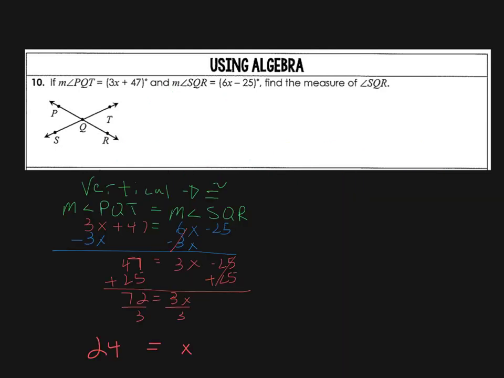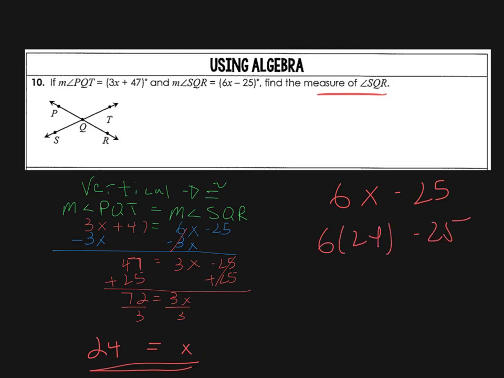Now here's that point where I say, hey, this is certainly the value of x, but that's not answering the question. The question is, what is the measure of SQR? SQR is 6x minus 25. So the measure of angle SQR is 6 times 24 minus 25. So let's go ahead and calculate what that is.